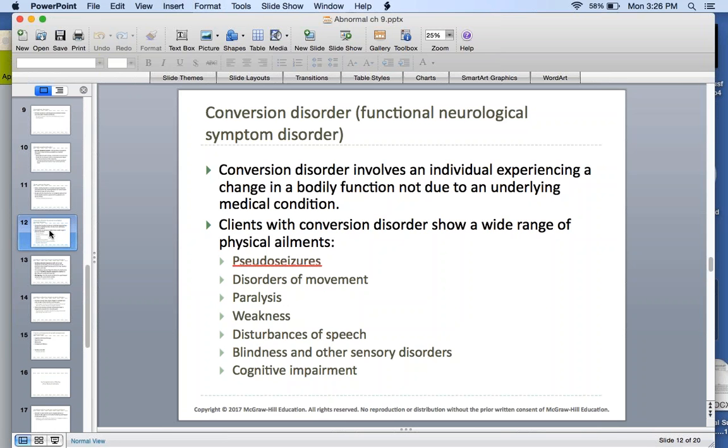Now, I want to talk about the blindness for a minute, okay? So with conversion disorder, you see this every once in a while, where somebody is, to their knowledge, blind. They truly believe that they cannot see. Okay, and so it affects their lives, right? You can't drive if you're blind. You can't read if you're blind. You can't do these things.